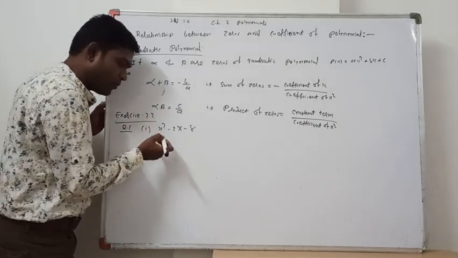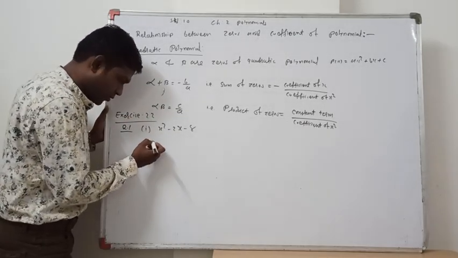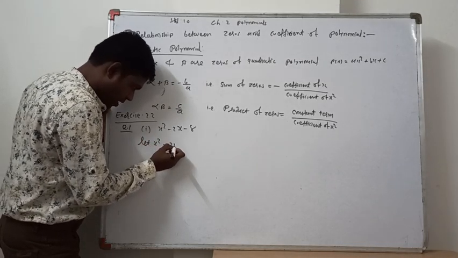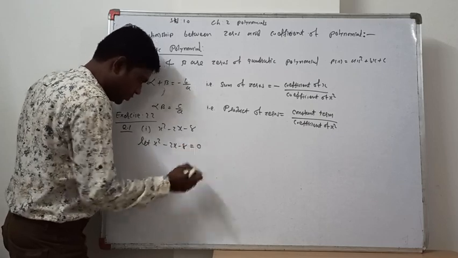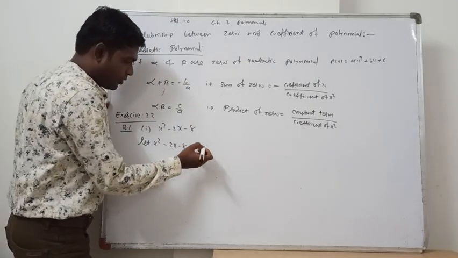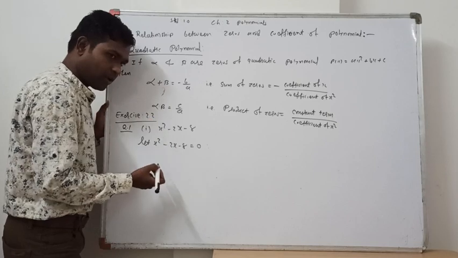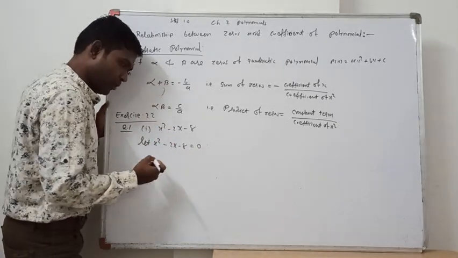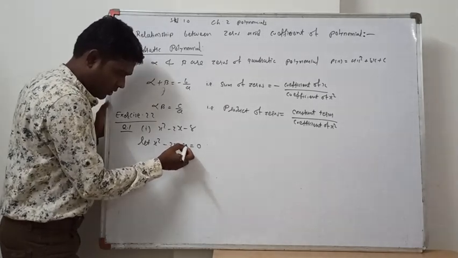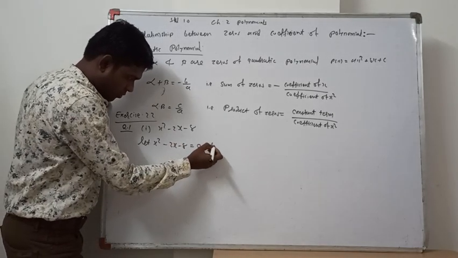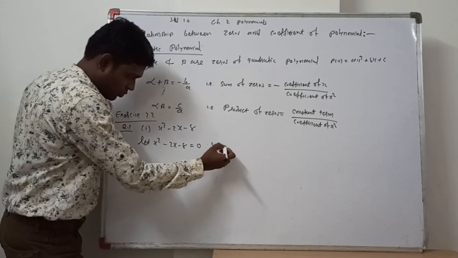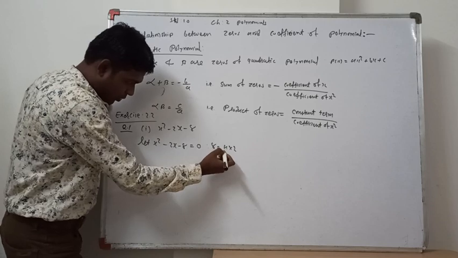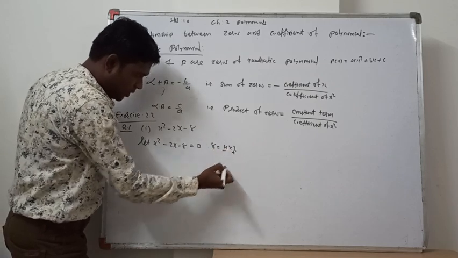Now we have to first find the zeros of this polynomial. For that, let x square minus 2x minus 8 be equal to 0. Now we have to factorize this. Using the factorization method, we have to find the zeros of this quadratic polynomial. Over here, what is the last term? 8. So what are the factors of 8? 4 twos are 8. Means we have to take minus 4 plus 2.